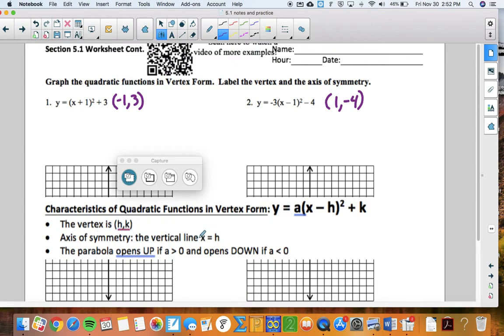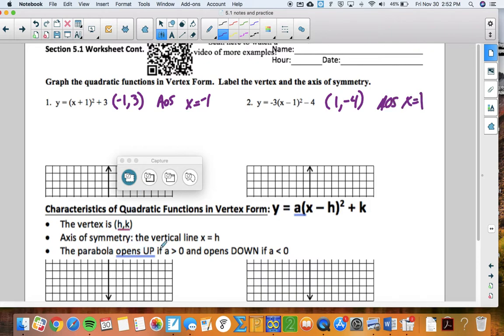The axis of symmetry is the line x equals whatever our h value is that we picked. Remember, the axis of symmetry always goes right through the vertex. It's a vertical line. So axis of symmetry is x equals -1 here. Axis of symmetry over here is x equals +1.